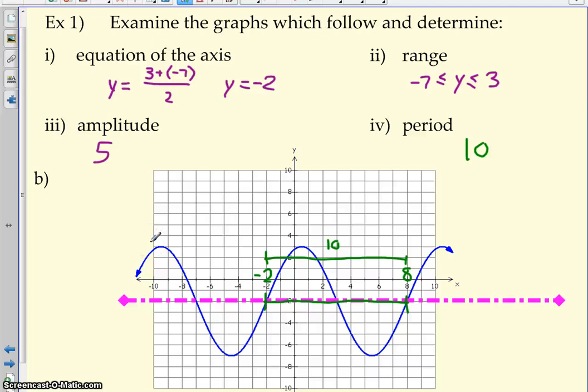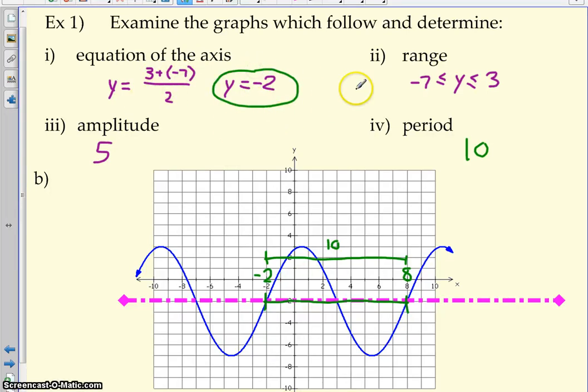Okay, so you can quickly check your answers. So the equation of the axis, if you look visually from the graph, you might be able to see it's at y equals -2. But alternatively, you can just look at the maximum and minimum values. So the maximum is at 3, the minimum is at -7. Add them together, divide by 2, and you get an axis at y equals -2.